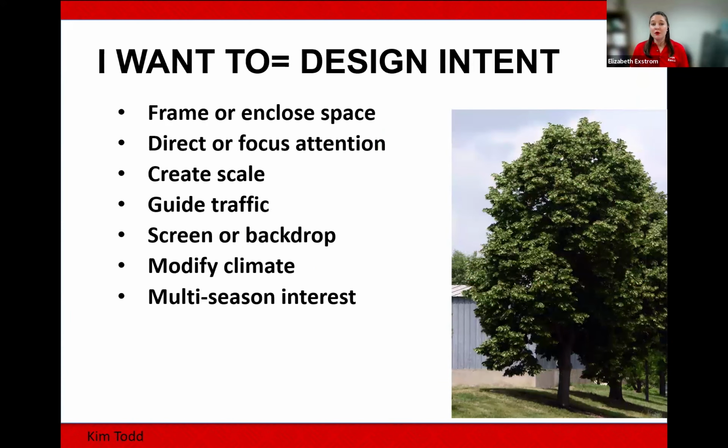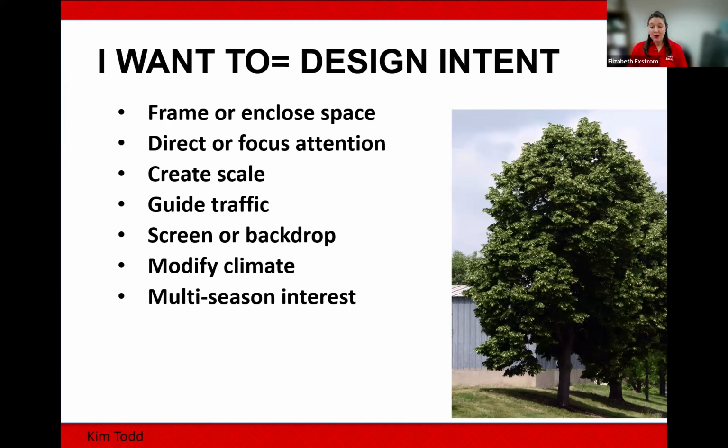So I want to is that design intent. I want to enframe or enclose a space. I want to direct focus attention to or away from a particular location. I want to create scale. Do you want to feel cozy? Do you want enclosed space? Do you want to be able to see vistas outside the landscape? We want to guide traffic through that landscape. Some of us want to screen or even provide a backdrop.